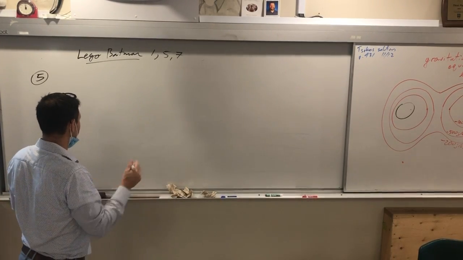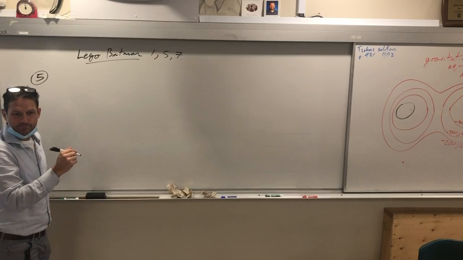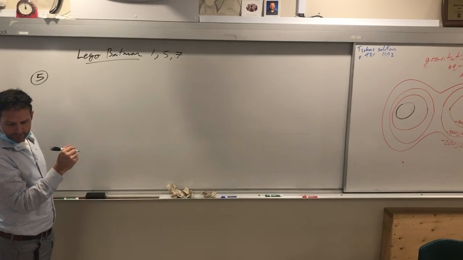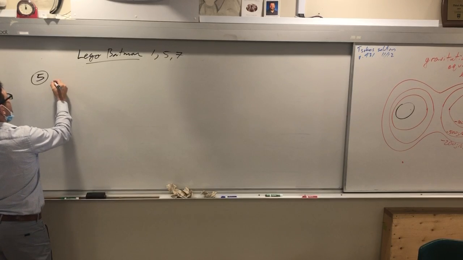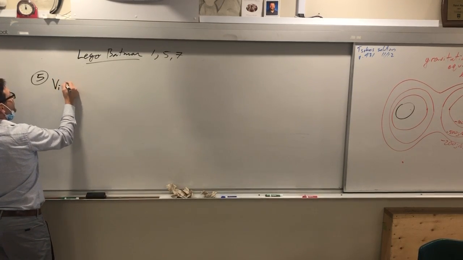Always very curious. Can somebody tell me the values for number 5? What do you mean by values? What are the numbers? VI is 65. VI is 65. Displacement is 212.